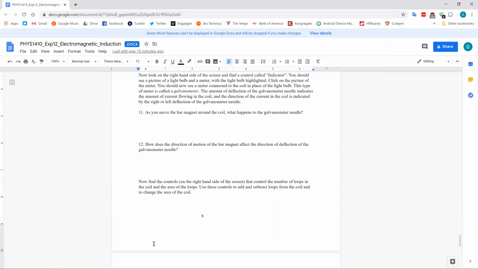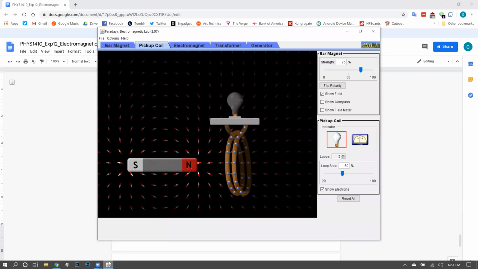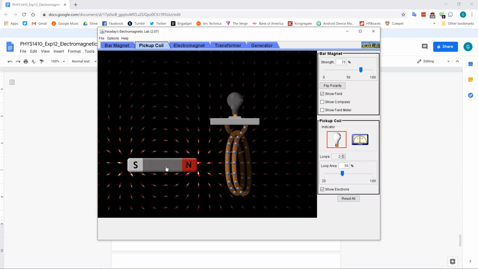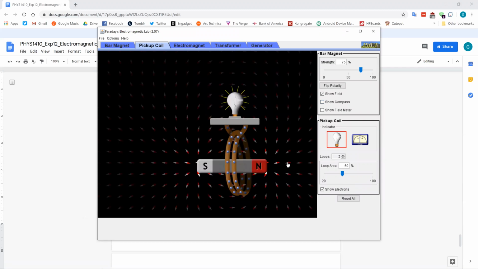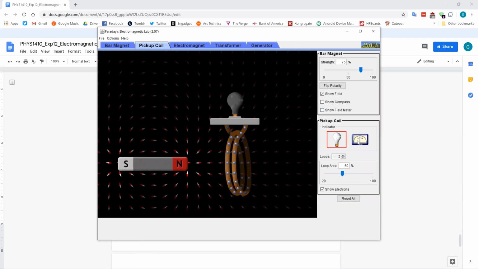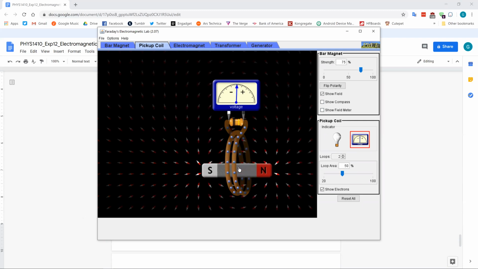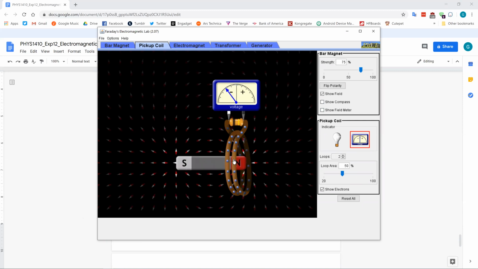So the next thing is we're going to change our indicator from a light bulb, which is insensitive to the direction I'm going. I get a light no matter whether my current is flowing one direction or the other. So I'm going to switch to this galvanometer, which will indicate when I get a positive voltage and a negative voltage. So you'll see here as I move this through, as I move the north toward it, it deflects in the negative direction.